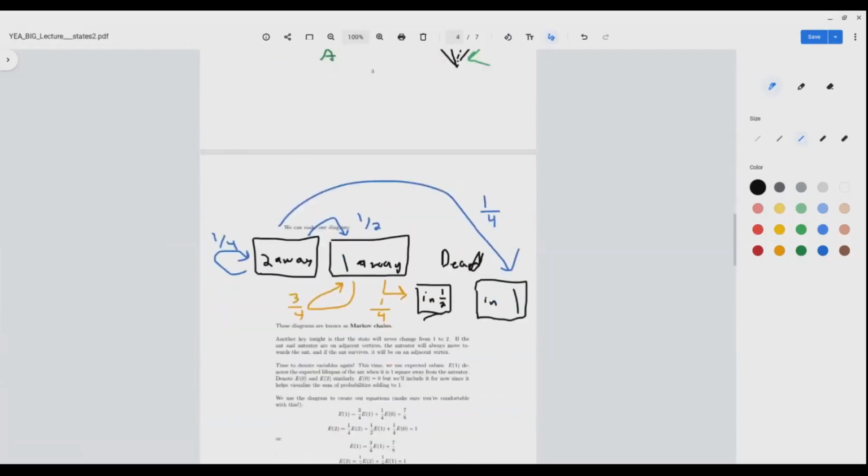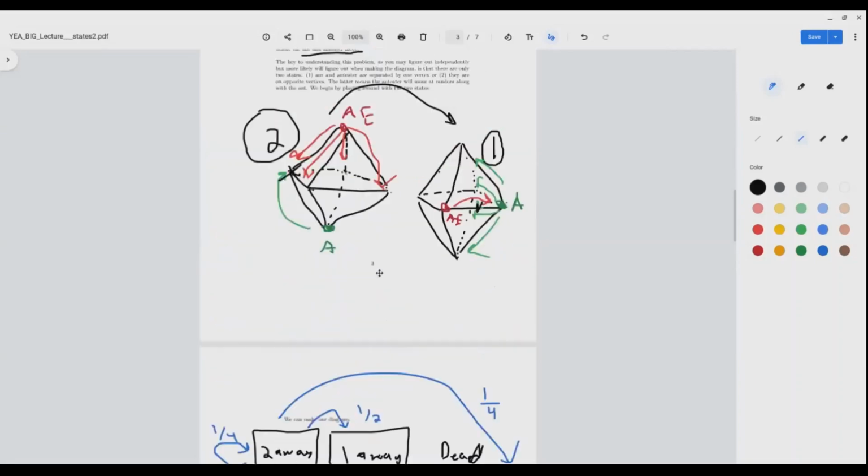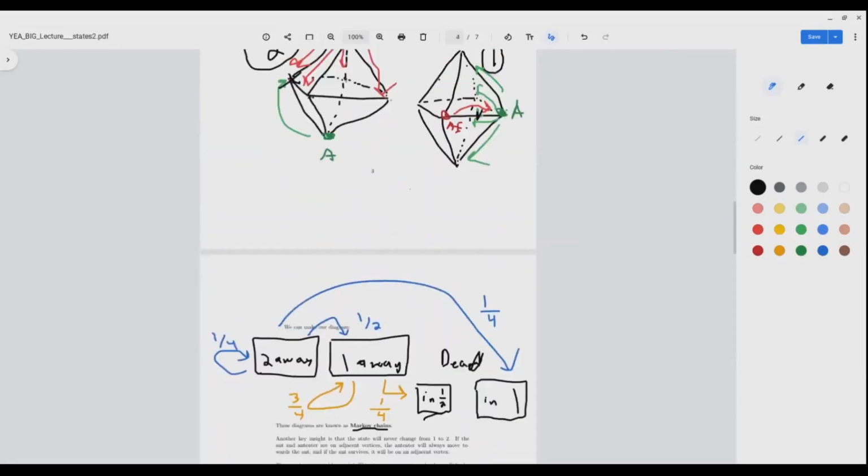So these diagrams are also known as Markov chains. Not that it really matters, but it's a cool name, you know, a cool thing to flex. So another key insight is that the state will never change from 1 to 2. You'll see that just by doing the diagram. You can also see that by doing this diagram. If I was solving this problem, I'd do both, just saying.